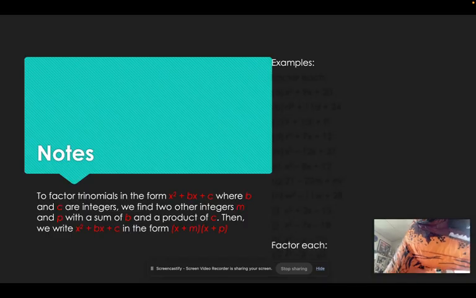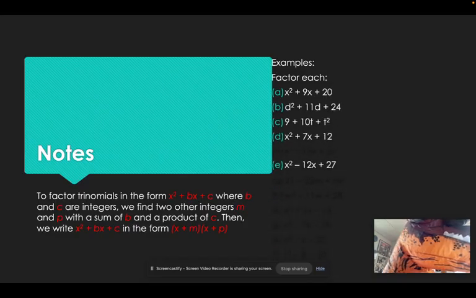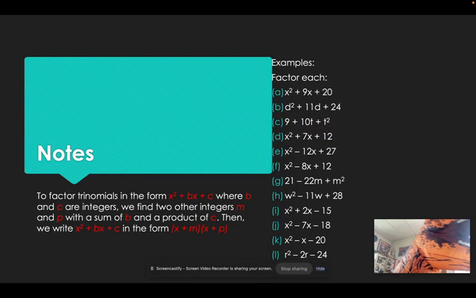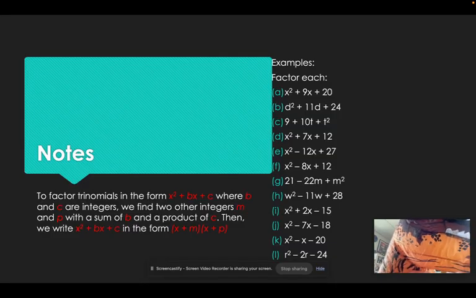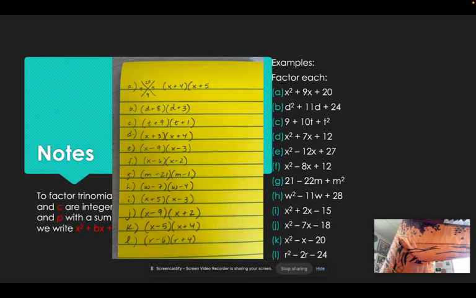Go ahead and pause it and give these ones a try. Okay, let's put up a bunch of examples for you, and just practice. A lot of you, I think, usually use that x method. So pause it, give it a try. Here are your answers. Go ahead and check those.